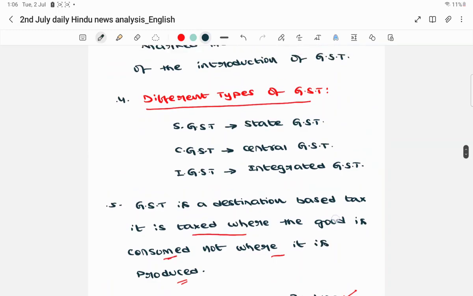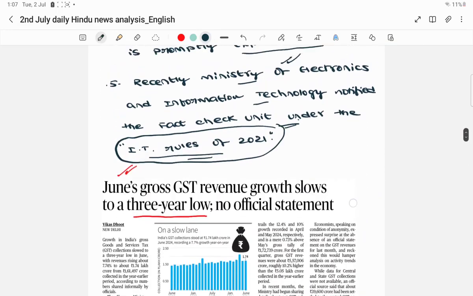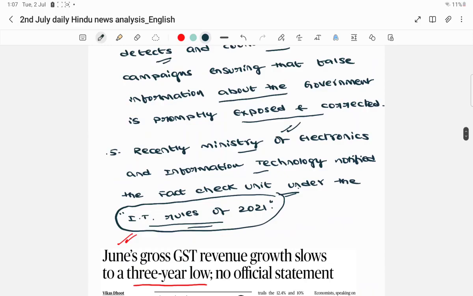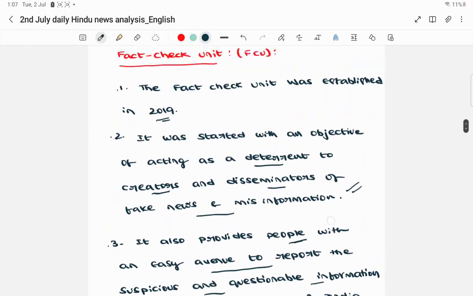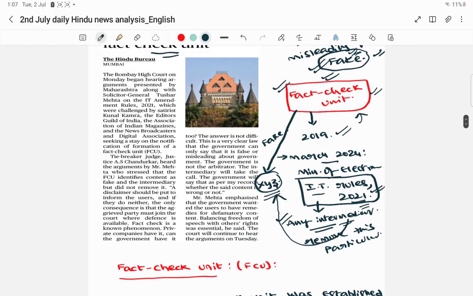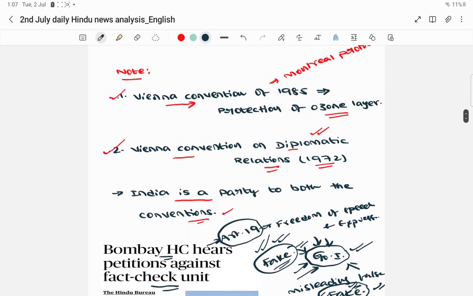Then we talked about how GST revenue has been lowered this time. We talked about some basics of GST, and I also said that please visit our YouTube channel for more videos on GST. Then we talked about the fact check unit, which is under the Press Information Bureau. It was constituted in 2019, and it was recently notified through the IT Rules 2021, which you need to take care of.